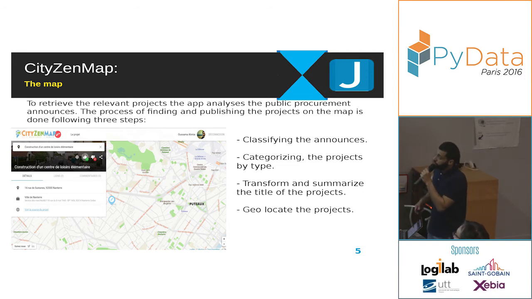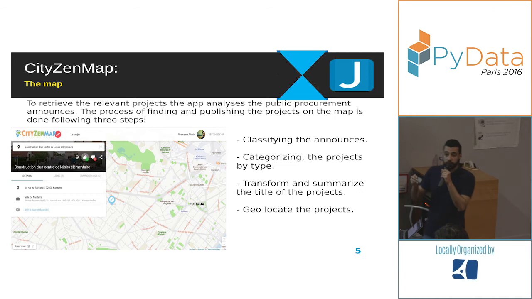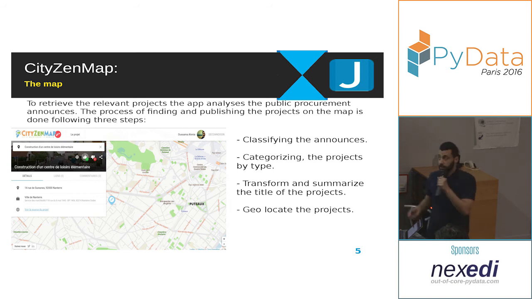The next step is to transform and summarize the title, because in some cases the title is often too long or too hard to be understood by non-experts. So we are using some algorithms to summarize and transform the titles. The last step is to geolocate the projects. Using some natural language processing techniques, we try to extract the exact address, and after that we can put the projects on the map. I will speak about the first problem of detecting if an announcement is relevant or irrelevant to be published on Citizen Map.